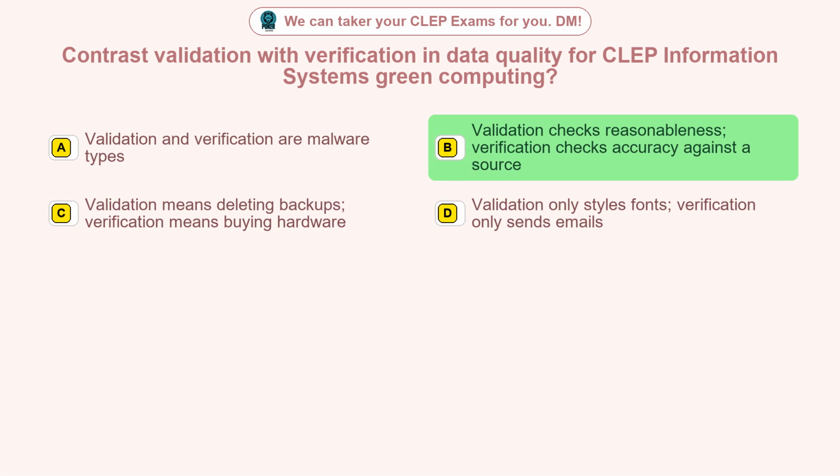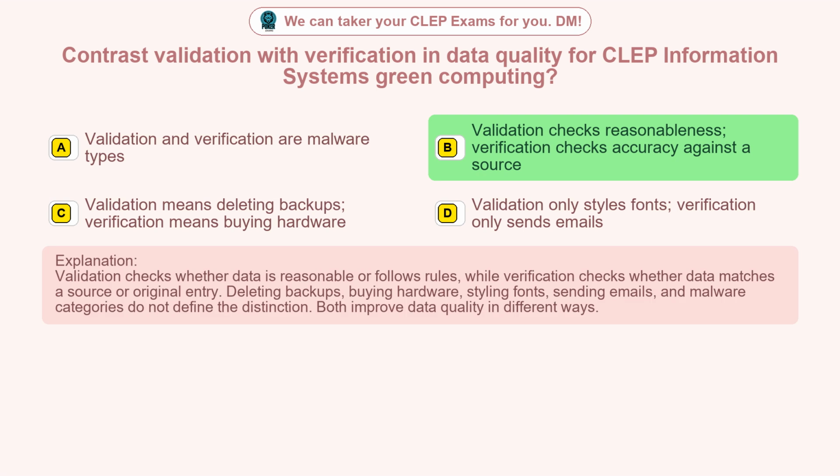The correct answer is option B. Validation checks reasonableness, verification checks accuracy against a source. Validation checks whether data is reasonable or follows rules, while verification checks whether data matches a source or original entry. Deleting backups, buying hardware, styling fonts, sending emails, and malware categories do not define the distinction. Both improve data quality in different ways.